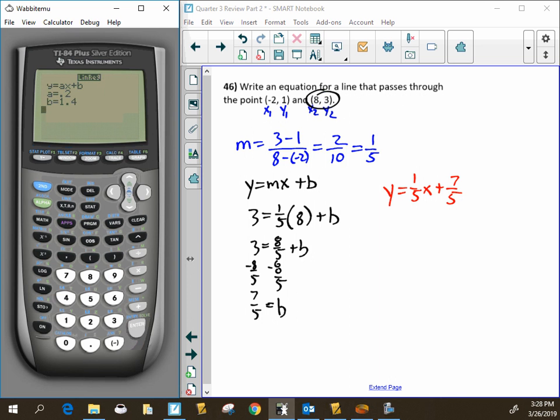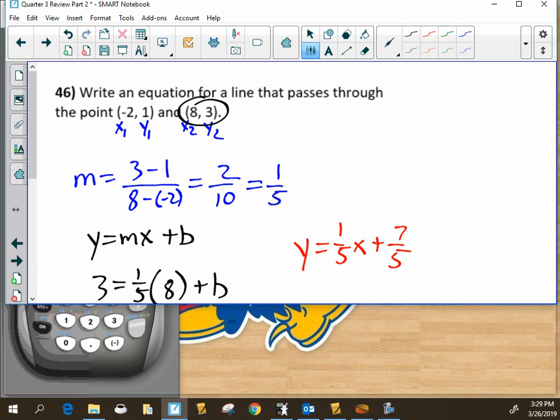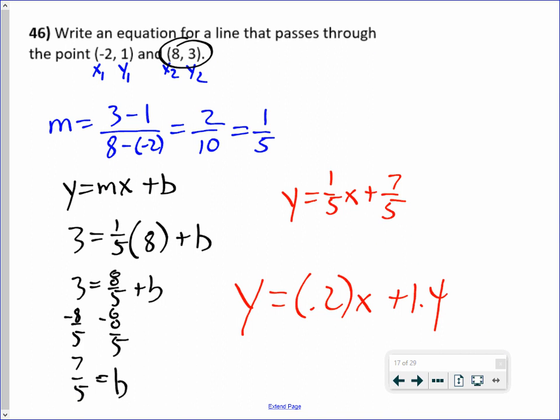Now, what you will see is this gives us y equals 0.2x plus 1.4. Now, your answer on the test is probably going to be in the form of a fraction. It's multiple choice, but if you do put 0.2 in and then just hit math, enter, enter, it will turn it into a fraction. And it will do the same with 1.4. So that's a nice little trick for you there. All right, let's keep rolling.